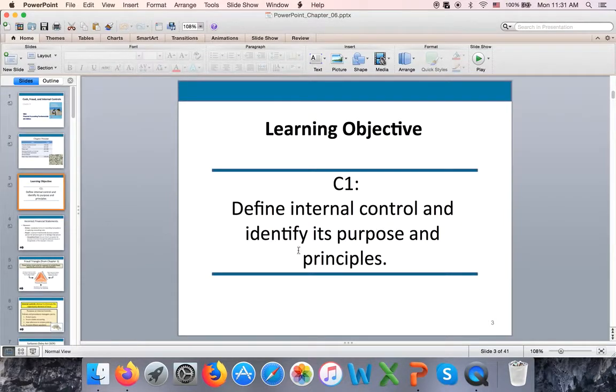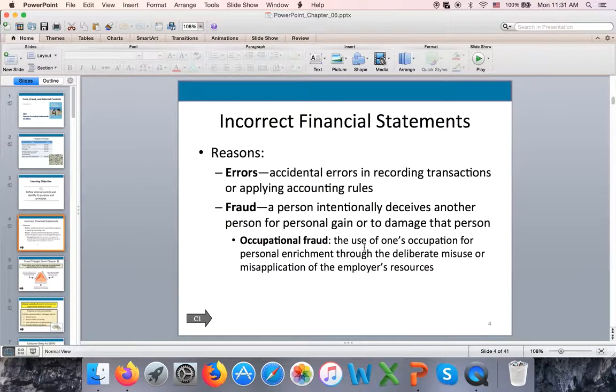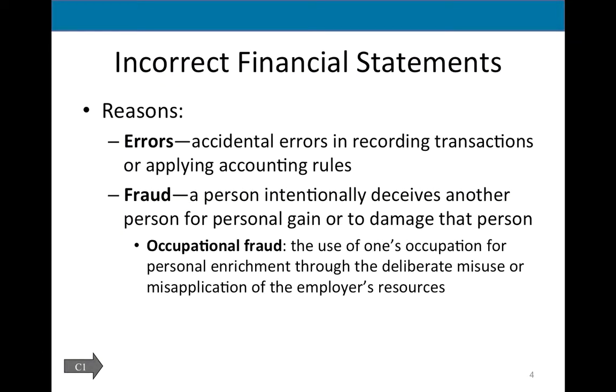So we will briefly describe them here, but if you're an accounting major in the future, you will most likely take a class called accounting ethics, where you will talk a lot more about internal controls. So incorrect financial statements. Guys, fraud in regards to financial statements could have two different reasons. There could be accidental errors without intent in recording transactions, in applying GAAP.